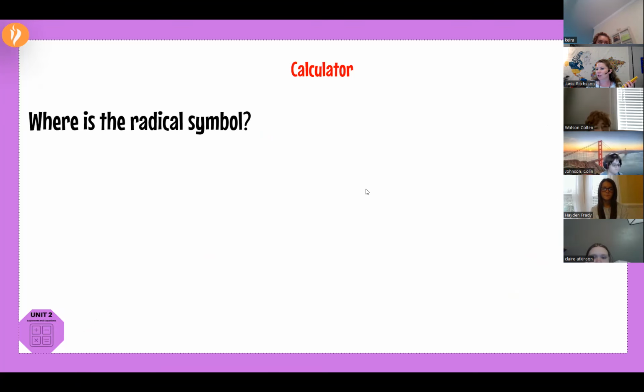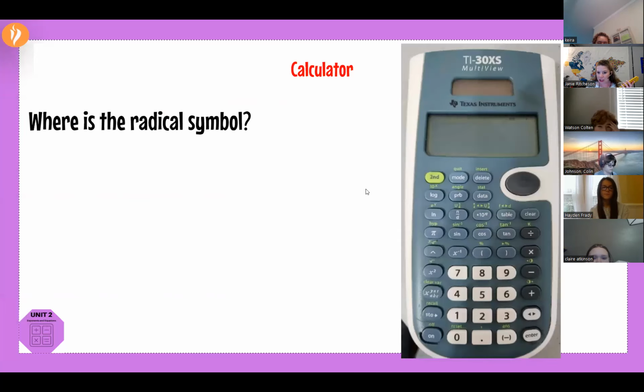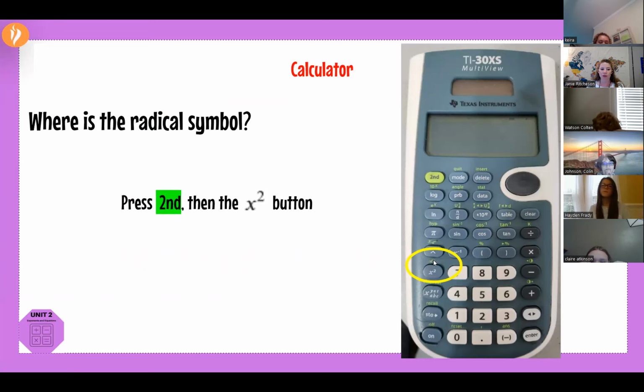Where is the radical symbol, you guys? Look at your calculators. Actually, it's in yellow. Do you see my screen? It's right there, above the x squared button. Do you see the little tiny radical? All right, so how do you engage the radical symbol? You're going to hit the second button. Everyone press the green second button.